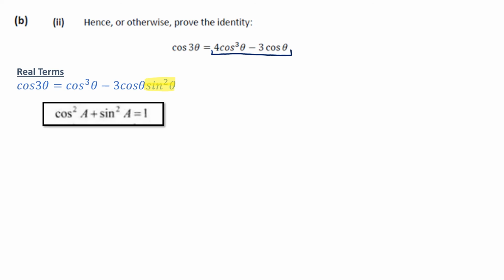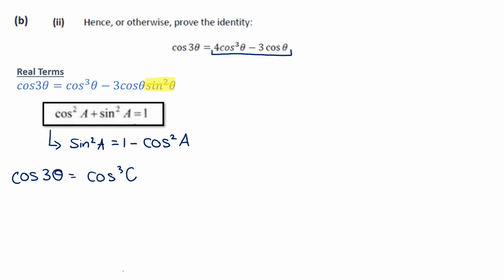So I'm going to go to page 13. I'm going to use this little formula here, this little identity. And you might kind of go, well, how do I work with that? But we can rearrange it. So I'm going to replace sine squared a with 1 minus cos squared a, which in terms of our question means 1 minus cos squared theta. So I end up with cos 3 theta is equal to cos cubed theta minus 3 cos theta (1 minus cos squared theta), multiplying that out.